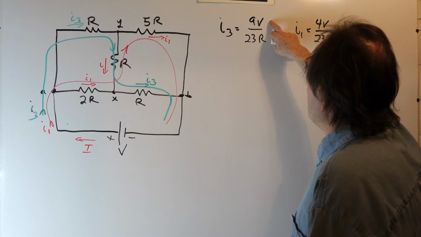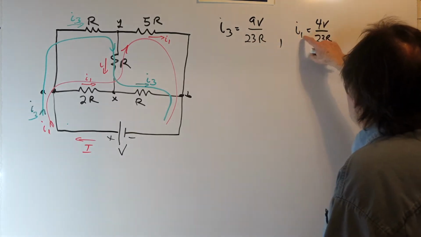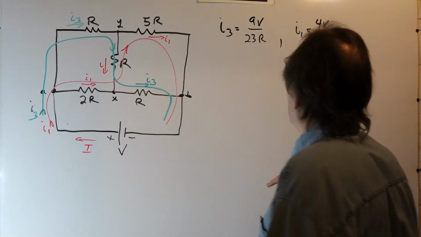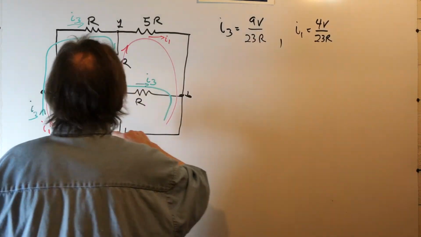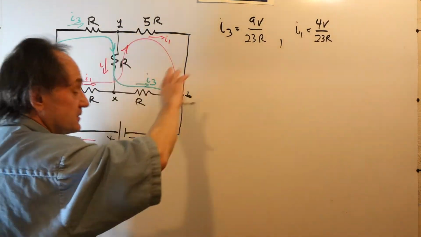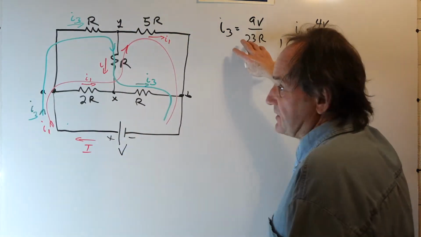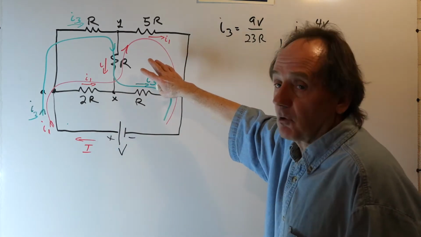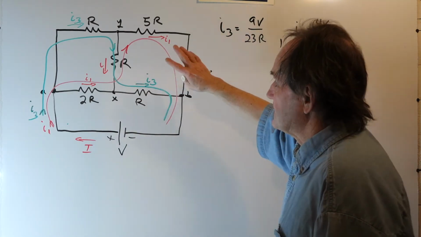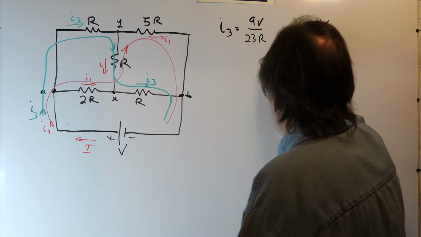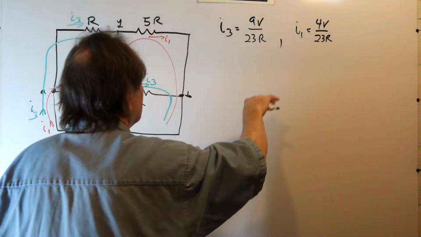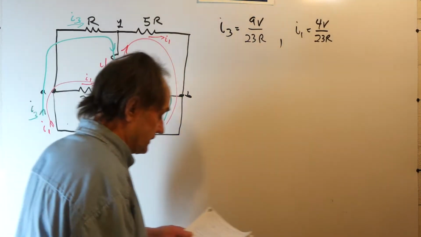I3 is 9V over 23R. I1 is 4V over 23R. That's using these two loop currents. I will be solving this in just a little bit in a more general fashion using the exact same loops. That's why I'm not bothering to go through it on this particular one, just giving you the results.